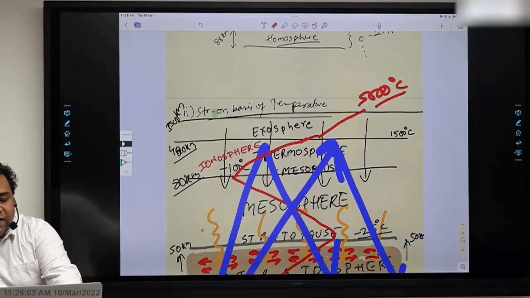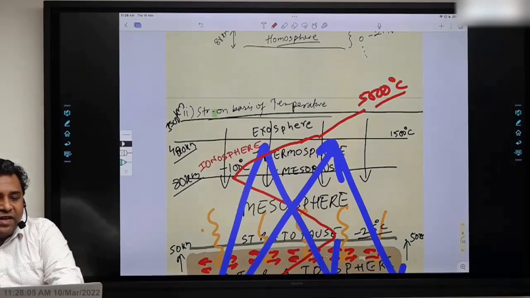So with this we are done with the vertical structure of the atmosphere. Now let us come to the next part. The next thing after this is heating and cooling of the atmosphere.